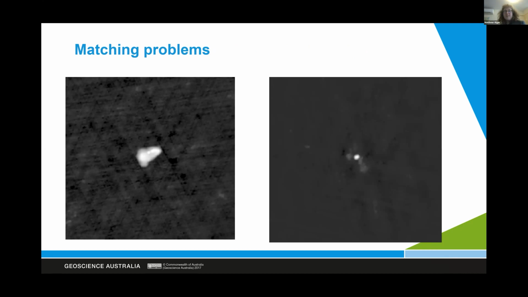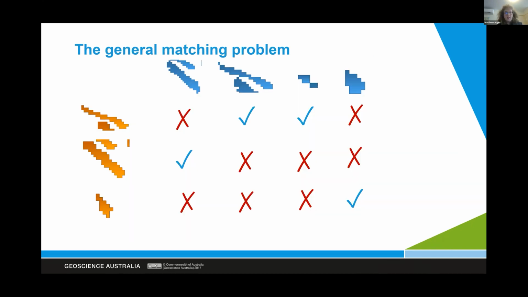We need to be able to take things in one radio survey and match them to things in another radio survey, even though they might look totally different in these two different surveys. This is, again, the same object, and it looks completely different in these two different surveys. Sometimes it's trivial, sometimes it's not, because of the way they look different.